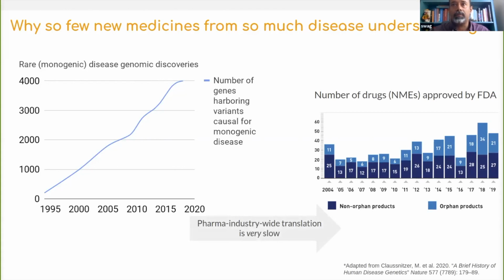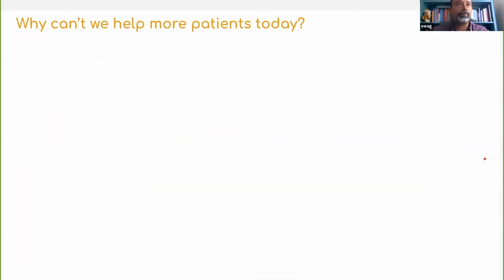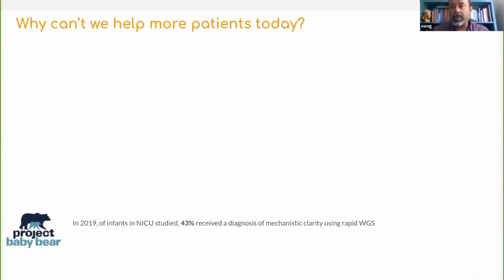It's very slow. So as an illustrative example, these are 4,000 genes, and this is adopted from this recent review, that are associated strongly with rare diseases. However, the number of new drugs, new medicines are lingering in the order of 60s or 70s and industry-wide in a particular year. So why can't we help more patients today?